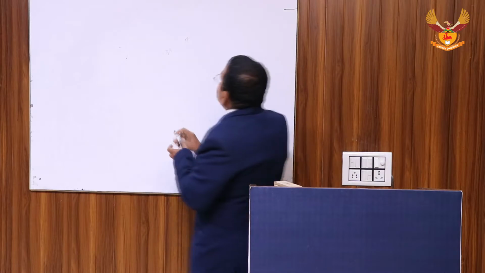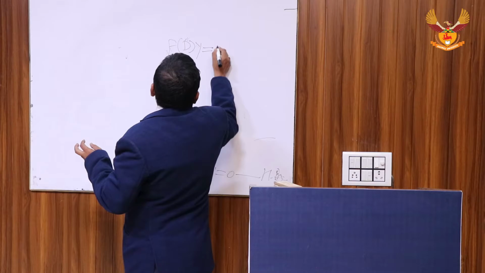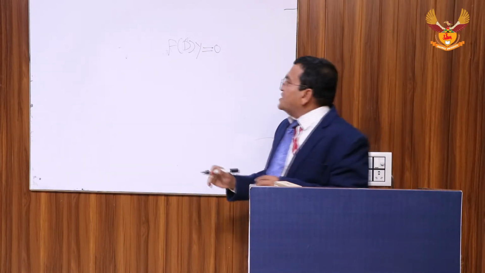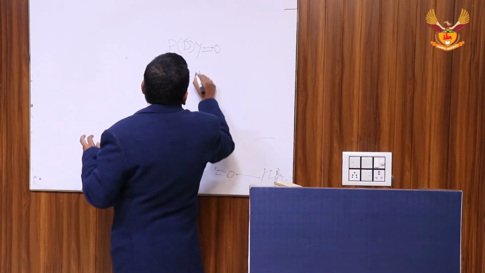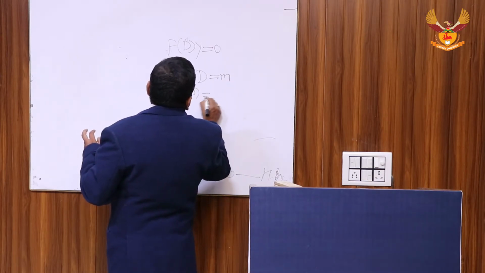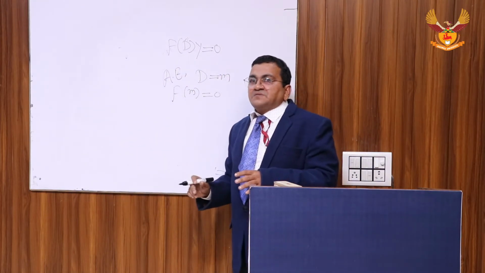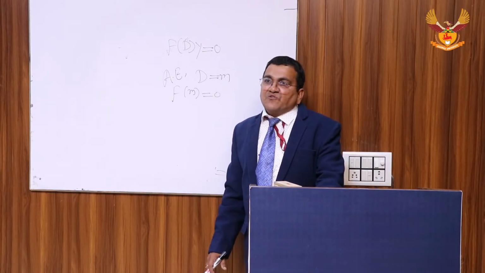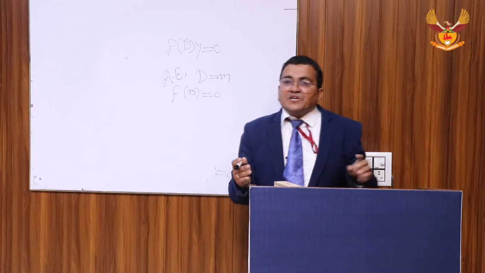The standard form of the homogeneous linear differential equation is f(D) y equals 0. First we find the auxiliary equation. In the auxiliary equation, in place of D, you write m. That function is f(m) equals 0. The number of roots of m depends upon the order of the differential equation. If the order is 2, we get 2 roots. If the order is 3, we get 3 roots.